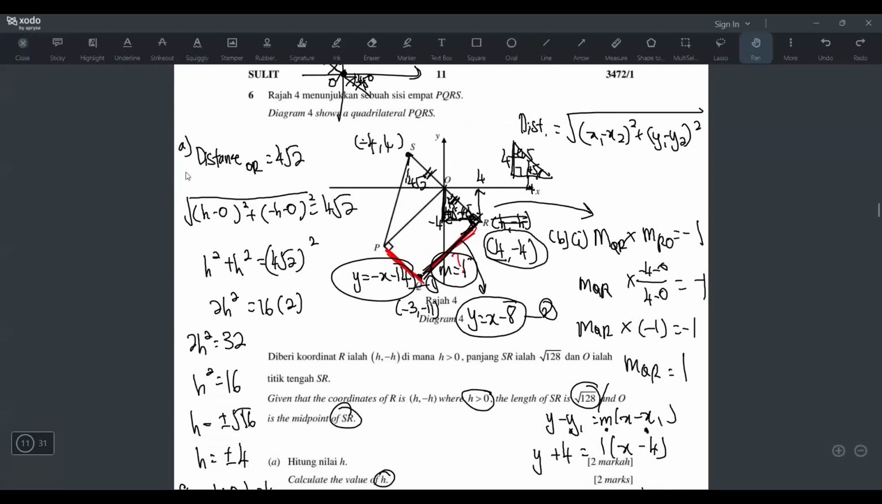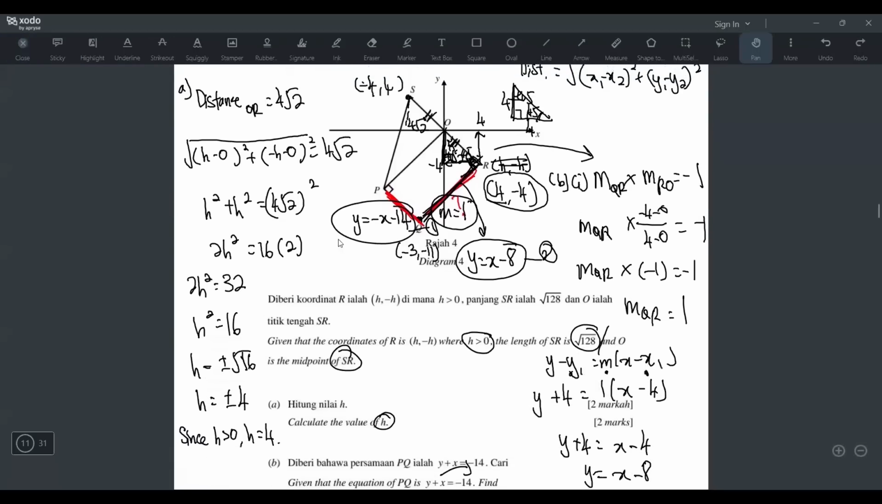But it's still not enough to find gradient. Because when you find gradient, you need 2 points on the line. So I think I need to find point P. So can we find point P? Yes, you can. You know the equation of this line, which is y equals x minus 8, right? And we all know the gradient is 1. And let me tell you, this gradient is also 1 for the PO line, right? So how we can find point P is we find the equation of OP and then do simultaneous with PQ.